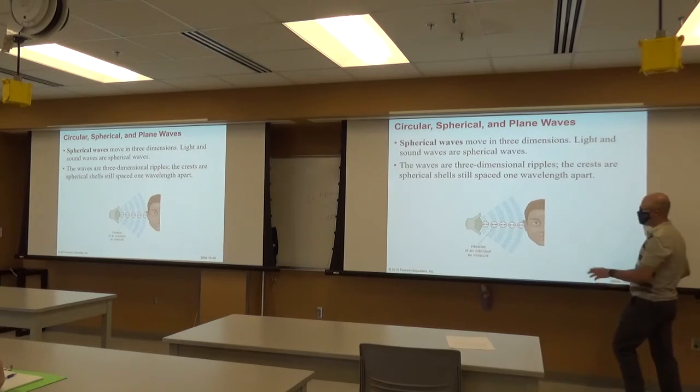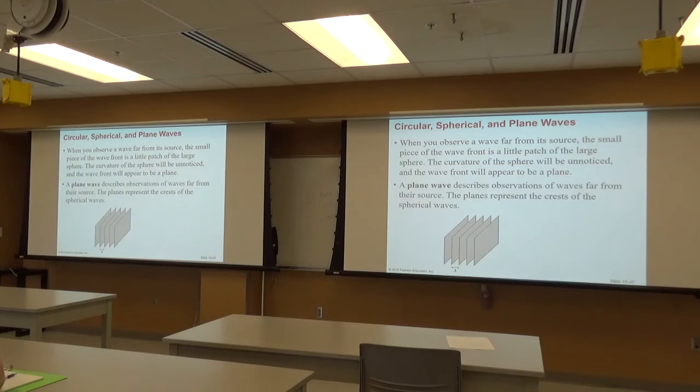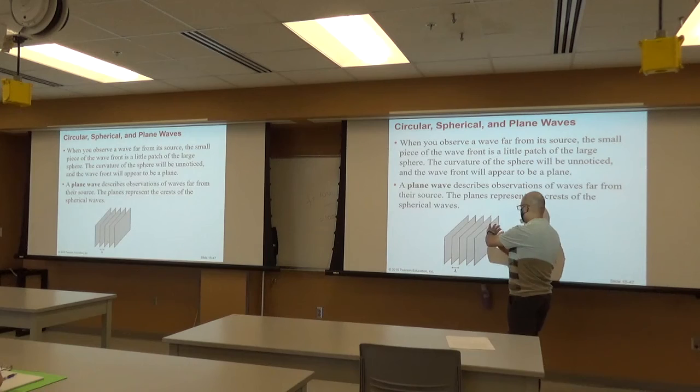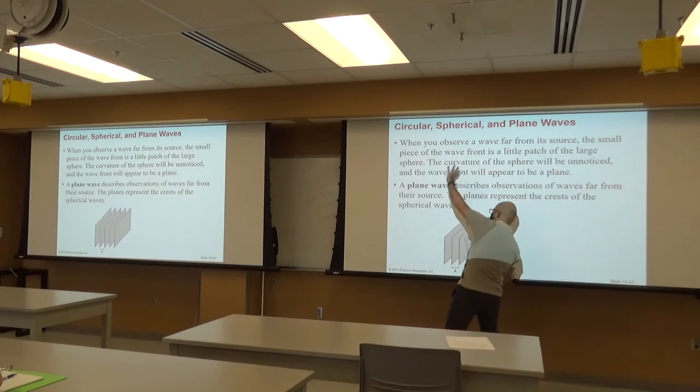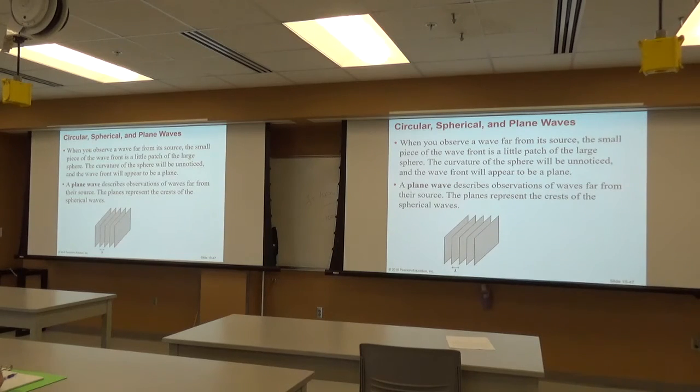Okay? And again, just like in two dimensions, if you go far away, so this is wavefront, if you go far away, now the curvature will decrease as you go farther and farther. The curvature will be less and less. And far away from the source, you will see the wavefront to be a plane instead of a sphere. Okay? So this is a small part of the sphere. You have a big sphere, and that's a small part of the sphere, and that's far away from the source.